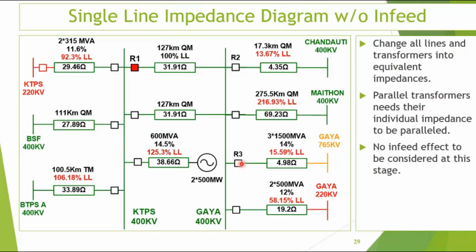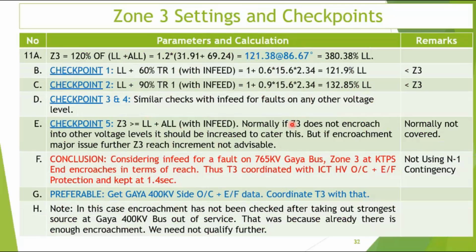The same infeed which is increasing the impedance of this and protecting your relay from overreaching into other voltage is going to create underreach for this relay, and this relay will not be able to trip in zone 3 for this longest line remote bus fault. That one also you need to check, that preferably it is operating for line length plus adjacent longest line with infeed. Check the impedance.